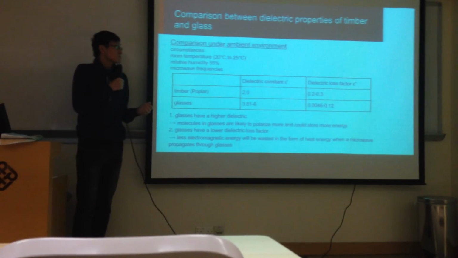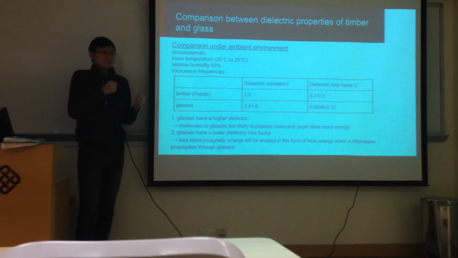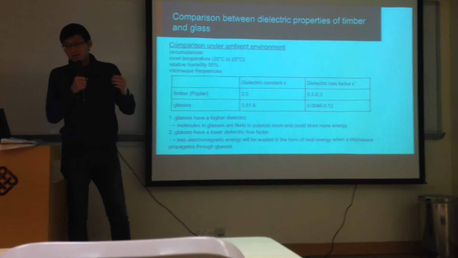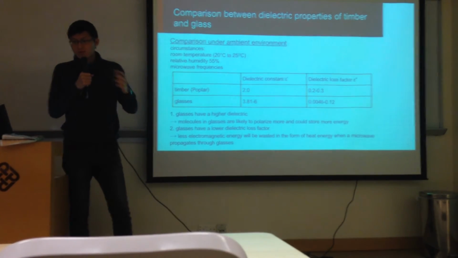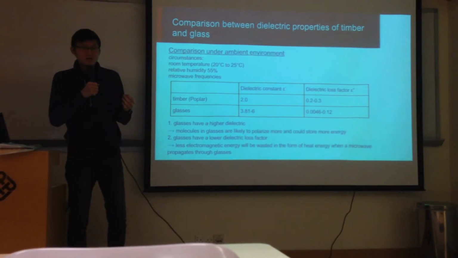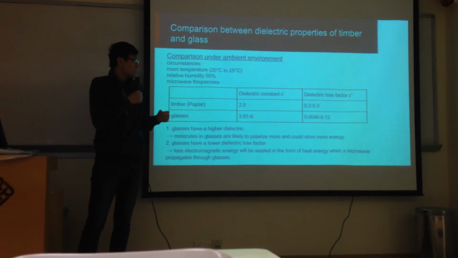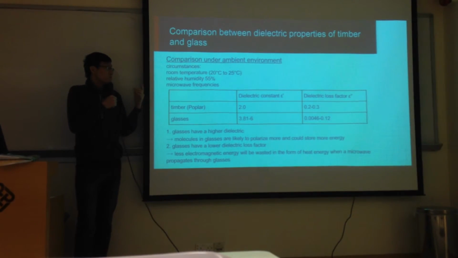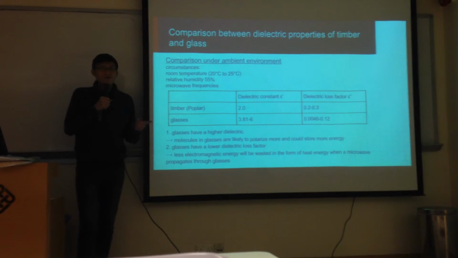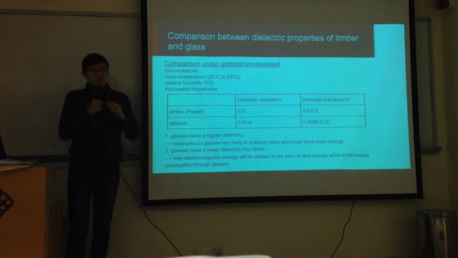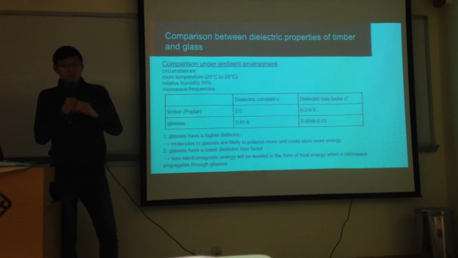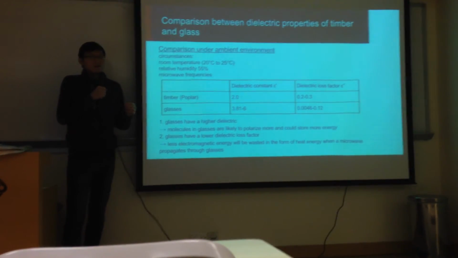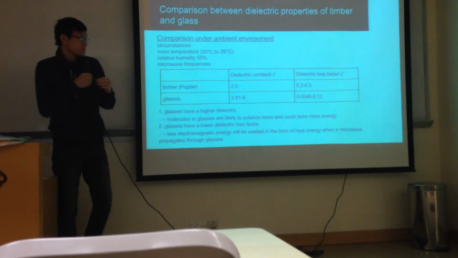However, we would like to do a comparison, and we would like to make it under an ambient environment, which means that it will be conducted at room temperature, the relative humidity will be 55%, and at microwave frequency. And for timber, when the relative humidity is 55%, the moisture content is suggested to be 10%. So we will use the value of timber with a moisture content of 10%.